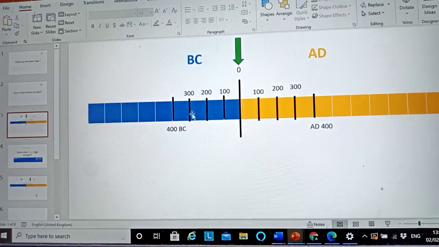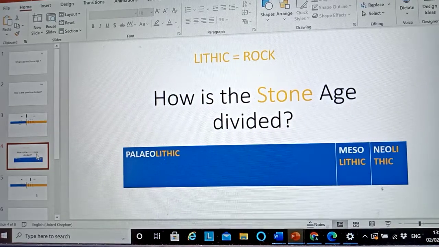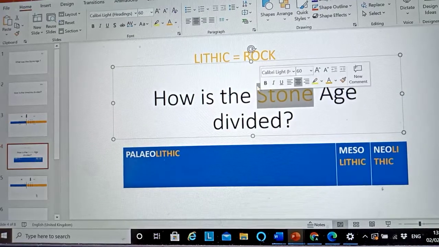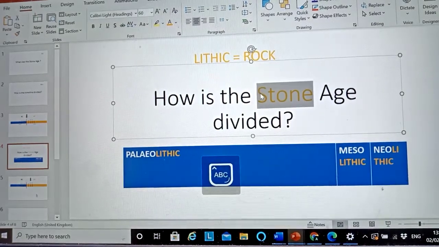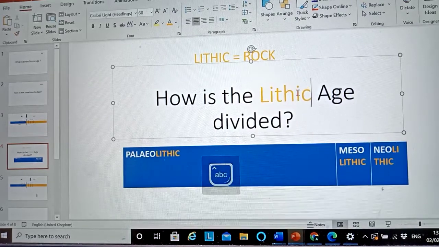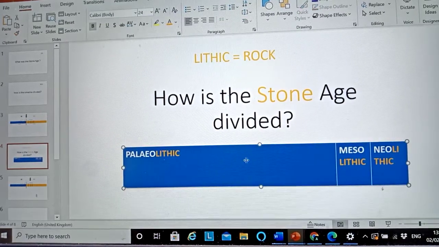Okay, right guys, the Stone Age is so long that they've had to divide it into little periods. And can I remind you that the word for stone is lithic. Lithic and stone mean the same thing. So some people might even say it's the lithic age, which basically means stone, but in, I think it's probably Greek or possibly Latin, okay?